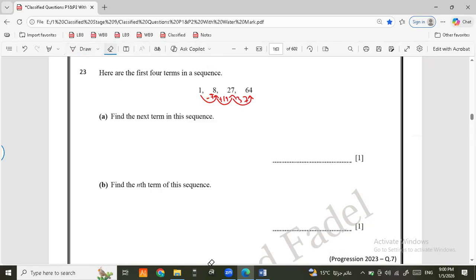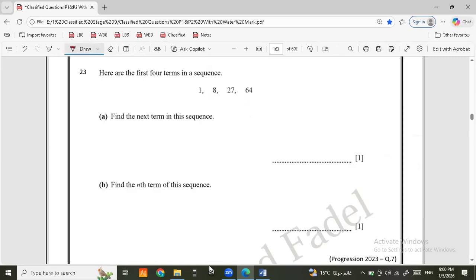You should actually notice from the very beginning that this is a list of the cube numbers. 1 cubed is 1, 2 cubed is 8, 3 cubed is 27, 4 cubed is 64. 5 cubed is 125. It's a list of cube numbers. The nth term is n cubed.